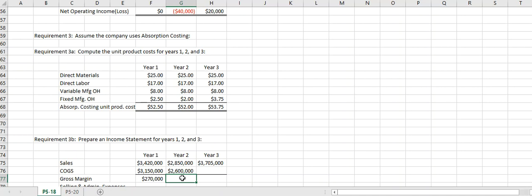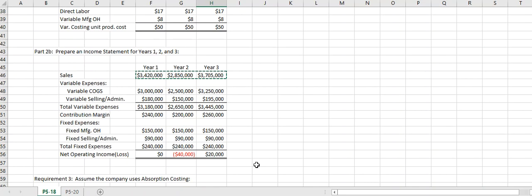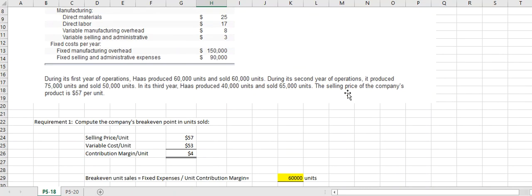And then we can calculate our gross margin by taking our sales less our cost of goods sold. And that is our gross margin. So then year 3, it says, let's see, we produced 40,000 units and sold 65,000 units.